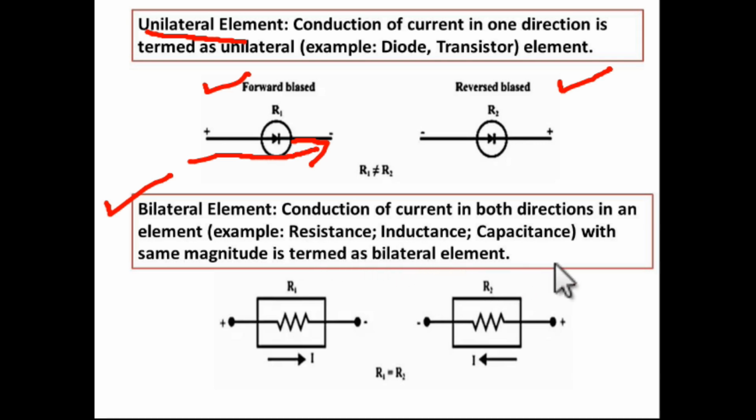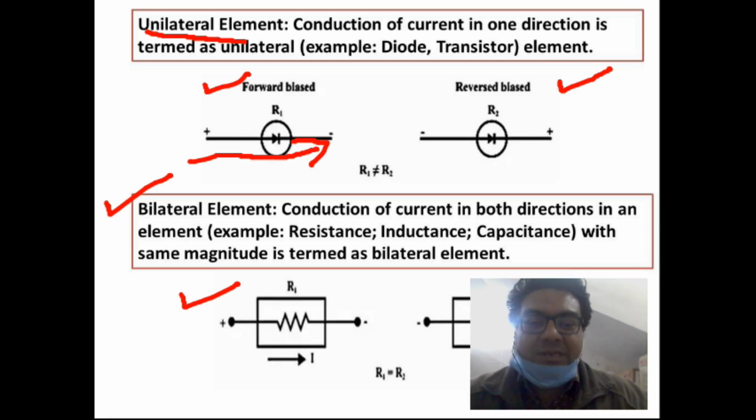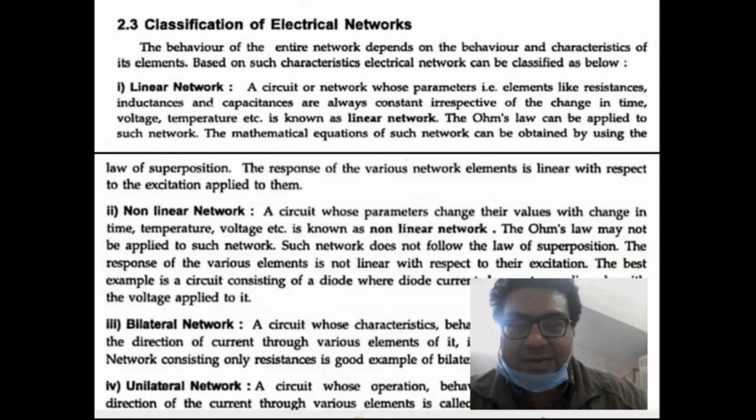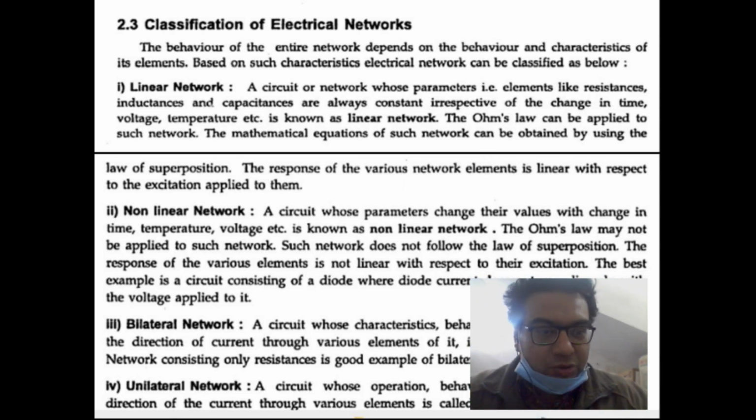Examples: resistances, inductances, and capacitances. Also these are called linear components, okay, with the same magnitude, termed as bilateral elements. So you can see over here resistances, inductances, and capacitances are termed as bilateral elements. So these are also called linear elements, as you can see over here in the first slide. A circuit or network whose parameters or elements like resistances, inductances, and capacitances are considered as a linear network. This is a very important point.